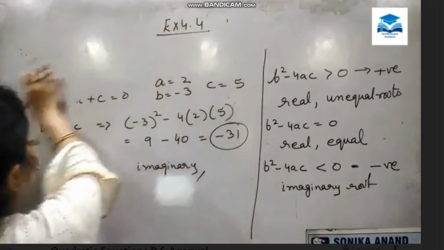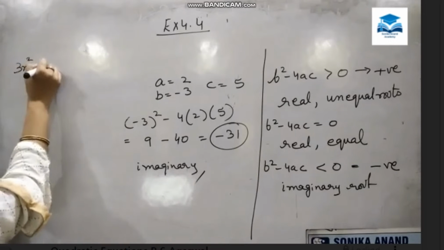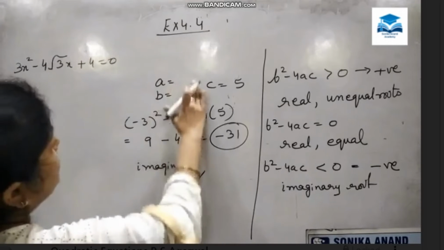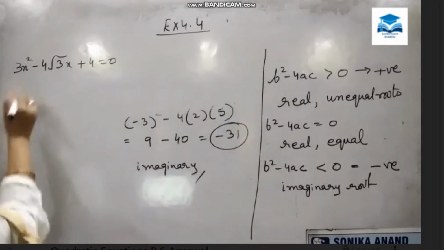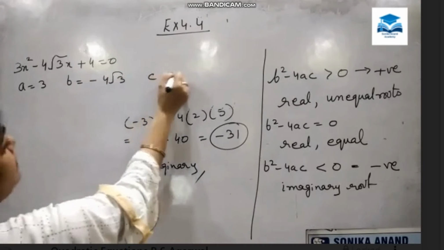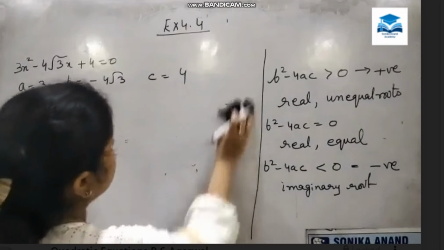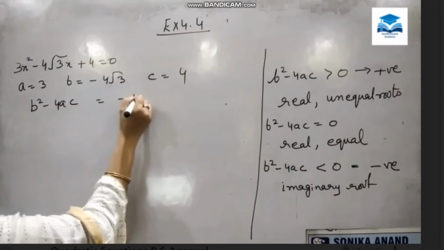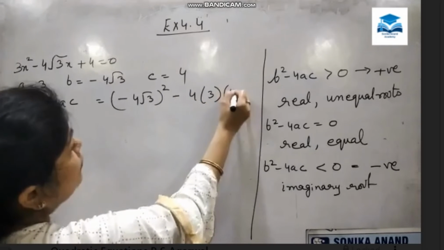Next question we have 3x square minus 4 under root 3x plus 4 is equal to 0. Now again when we compare these values, what we get is the value of a becomes 3, value of b becomes minus 4 under root 3 and value of c becomes 4. Now we have to find b square minus 4ac. So minus 4 under root 3 whole square minus 4, 3 and 4.